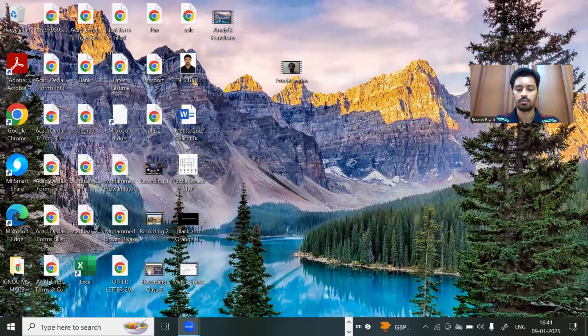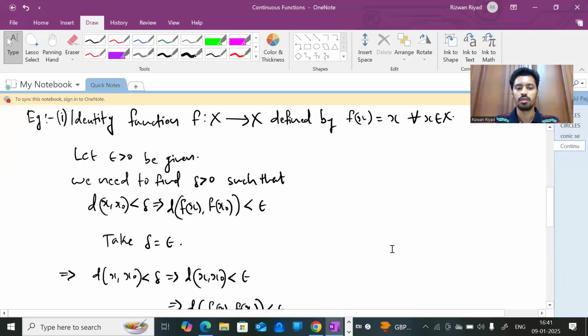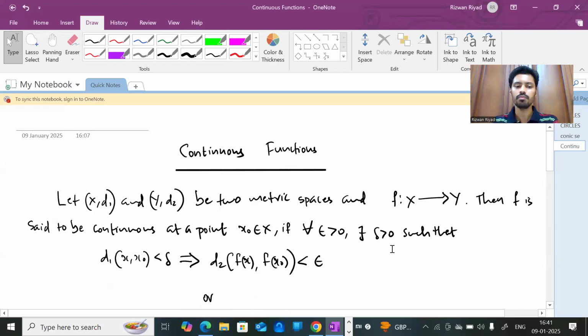Here, let's have a discussion about continuous functions. Continuous functions. You can see the definition here. Let (X, d1) and (Y, d2) be two metric spaces. These are two metric spaces. Metric spaces we have already discussed.